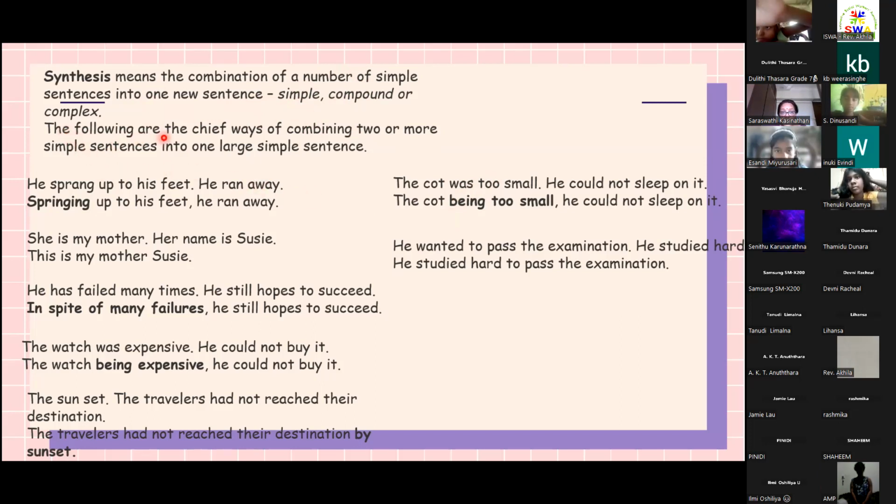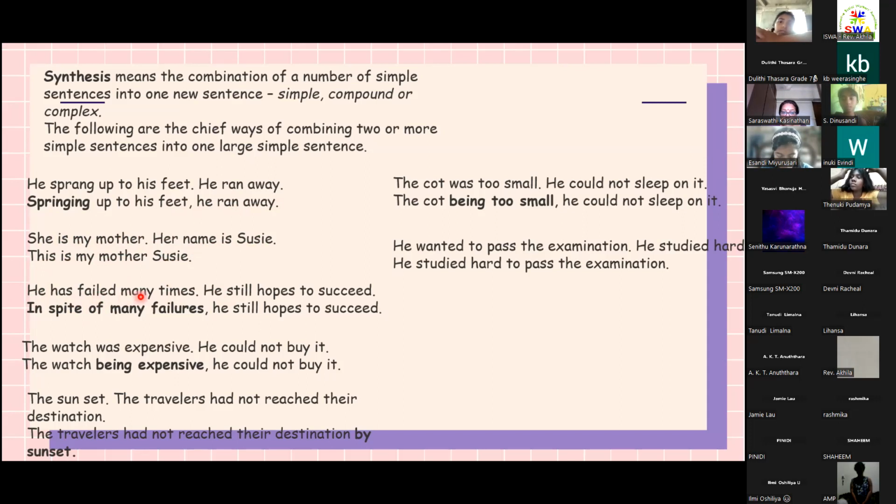Okay. So the following are the chief ways of combining one or two more simple sentences into one large simple sentence. Okay. He sprang up to his feet. He ran away. So you see there are two short sentences, right? Now we are joining these two short sentences into one sentence. Springing up to his feet, he ran away. Okay. She is my mother. Her name is Susie. This is my mother, Susie. So you see how two sentences can become one sentence?